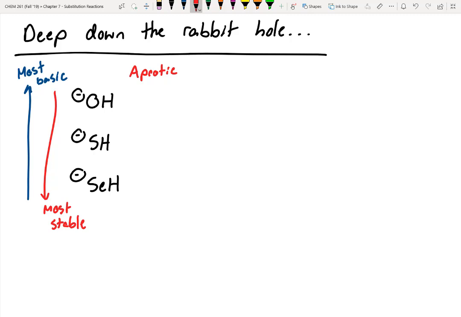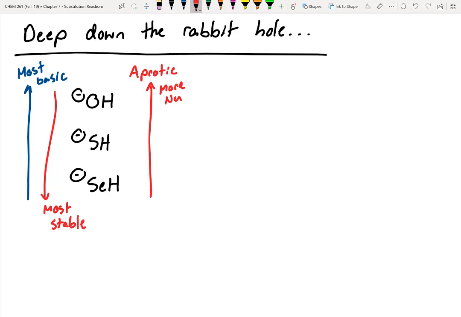So let's think about this. I would say a nucleophile is best if it's less stable, right? So in this case, I would say OH minus being less stable is still going to be the best nucleophile in an aprotic solvent. Does that make sense? So does the basicity play a part in this? In this case, the basicity is correlated to the nucleophilicity, right?